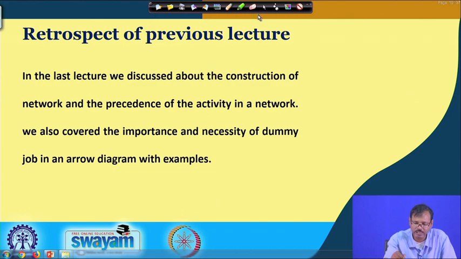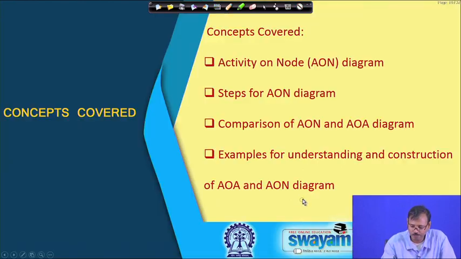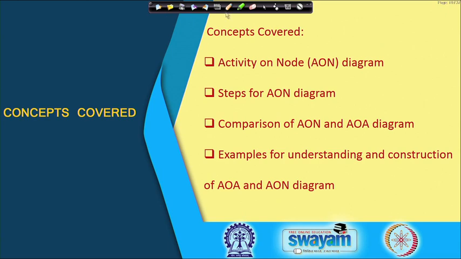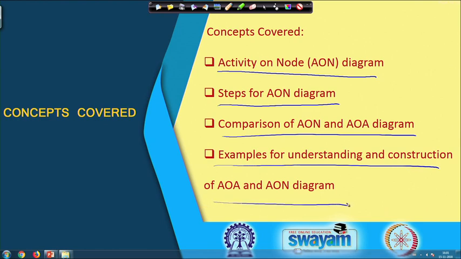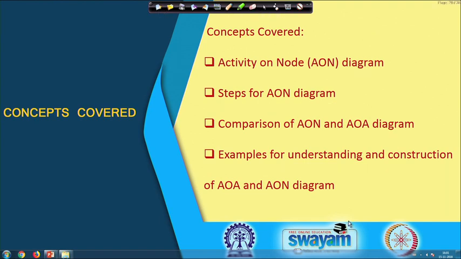So, basically in this lecture we are trying to address this. We will discuss the activity on node diagram, which avoids this, and the steps of this activity on node diagram. Then we will compare the activity on node diagram with the activity on arrow diagram, and we will understand some examples of mining and construction. With some examples we will understand the constructional difference of activity on arrow and activity on node diagram. So, this lecture is also another very simple lecture.